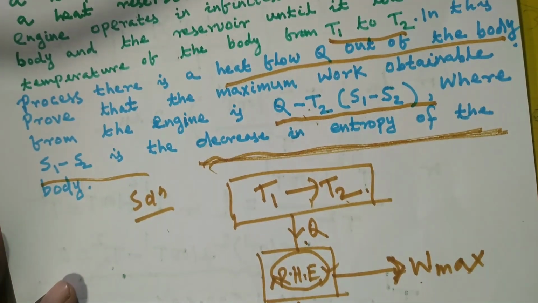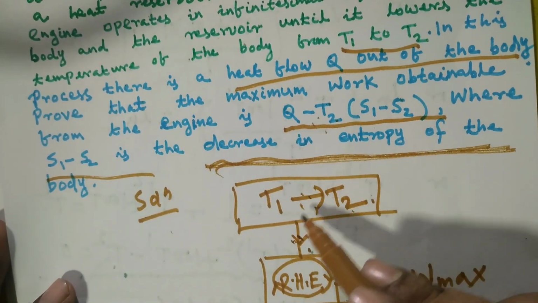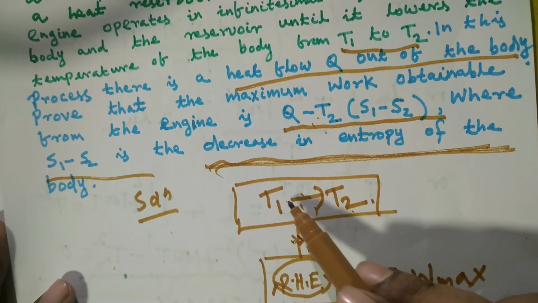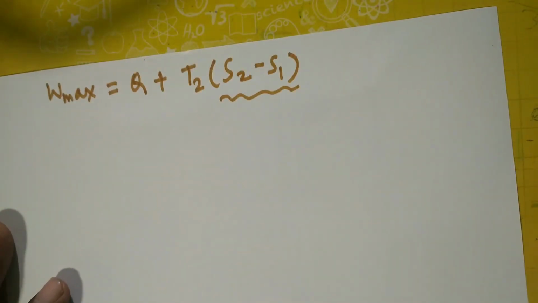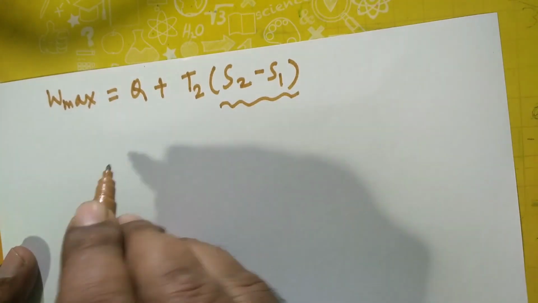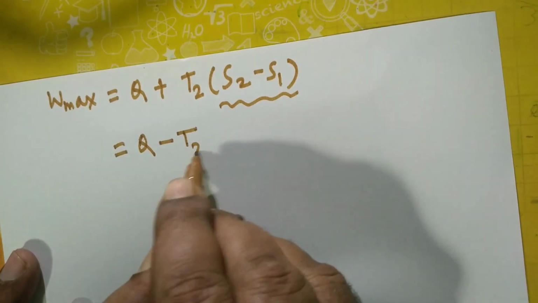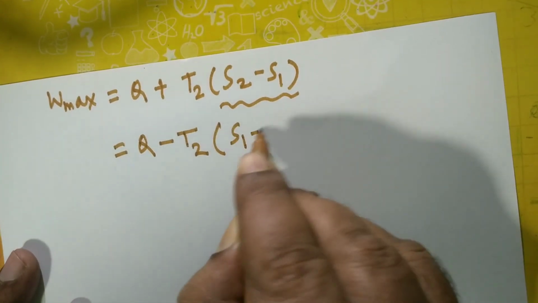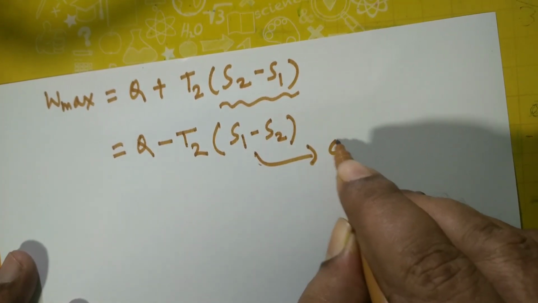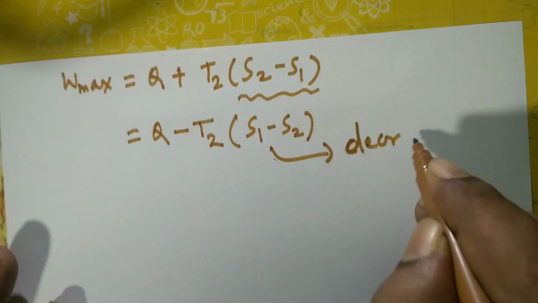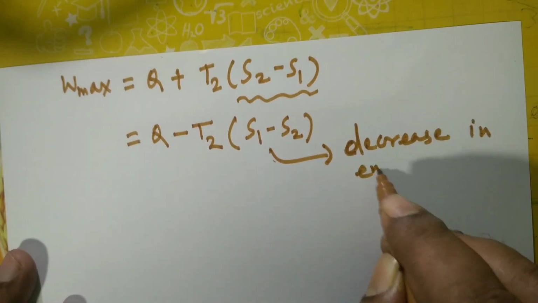So S1 minus S2 is the decrease. Obviously here there is a decrease in entropy of finite body because there is a decrease in temperature of this finite body from T1 to T2. So obviously the change in entropy will come out negative, with negative sign. So this is nothing but Q minus T2 multiplied by S1 minus S2, where S1 minus S2 is the decrease in entropy.